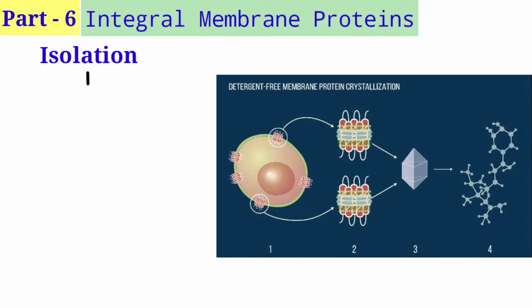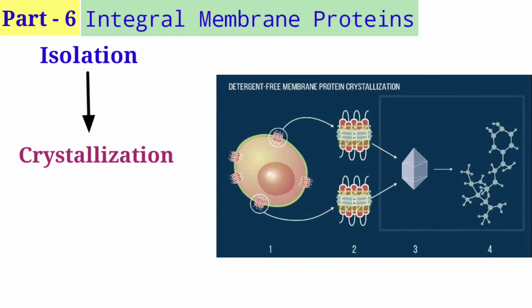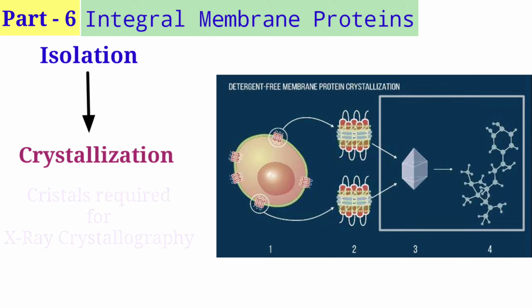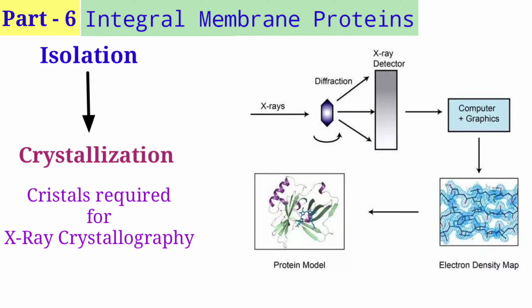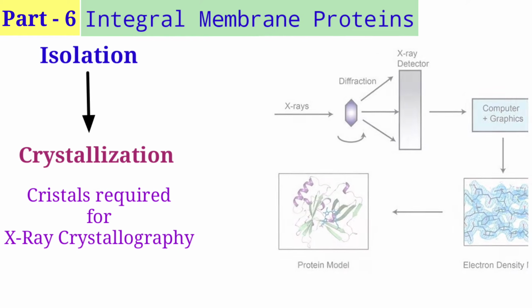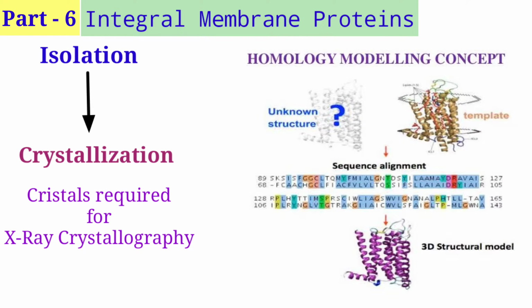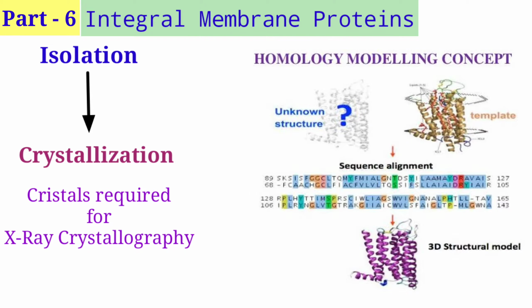After isolation also it is very difficult to obtain crystals of integral membrane protein. The crystallization is required for X-ray crystallography analysis. But once the structure of one member of an integral membrane protein family is determined, researchers can apply the homology modeling technique to study the integral membrane proteins of the family.